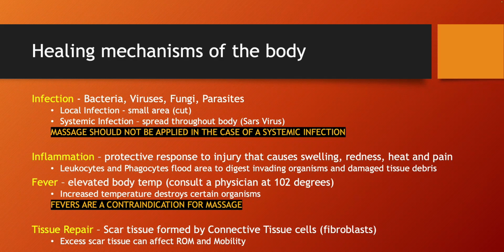So we have different ways that the body tends to heal. First of all, we have infection. Our body gets infected by something. This could be bacterial, viral, fungal, parasitic. We can have a local infection, so that's a little tiny cut. So you're chopping up onions or something and you accidentally cut your hand, right? When it's healing, it gets red, itchy, all that stuff, right? So that would be your local infection.